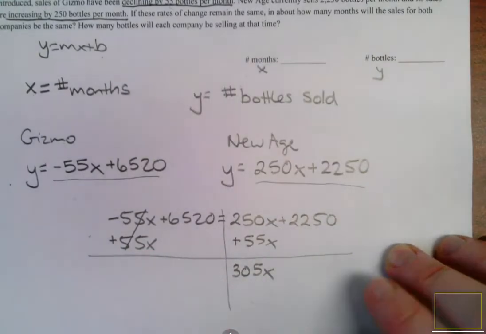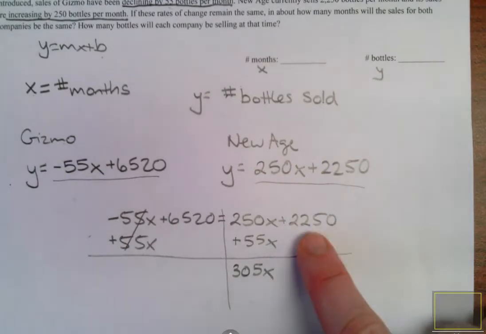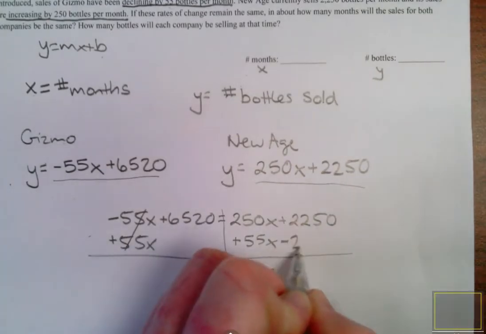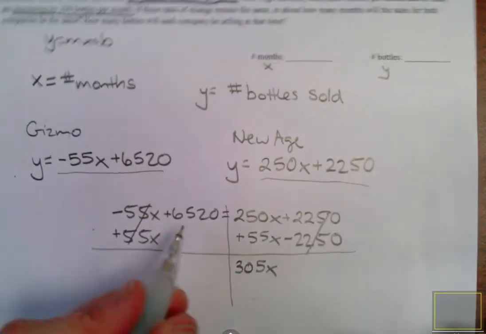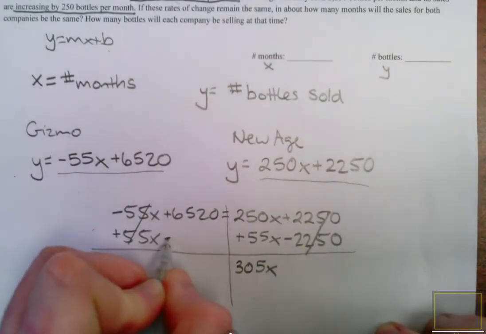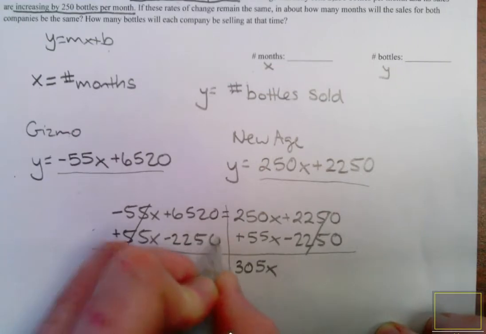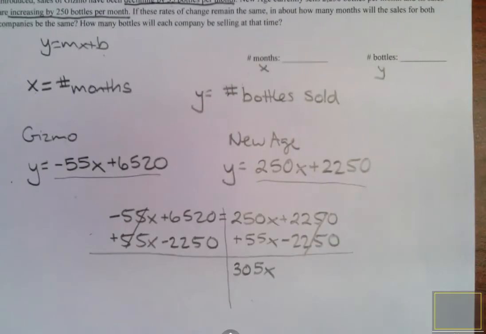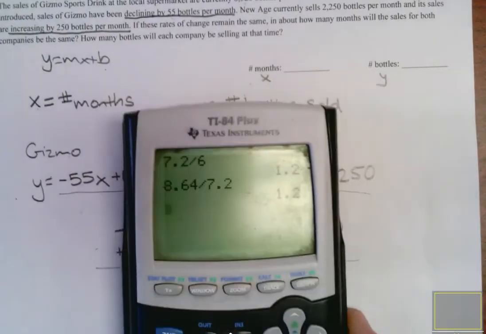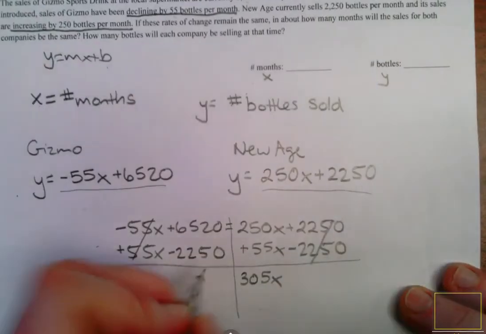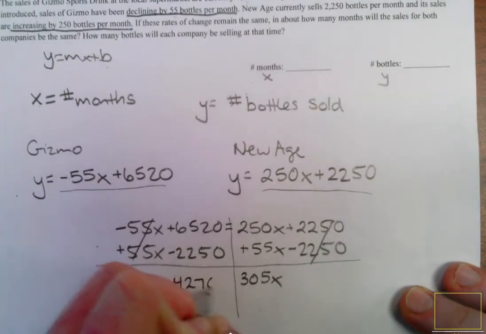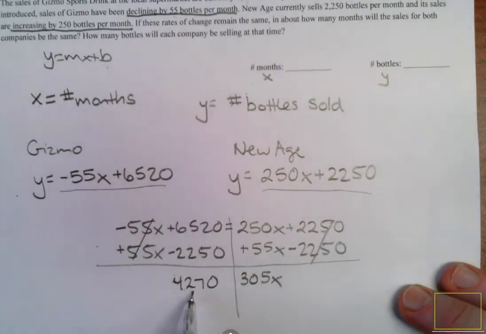305x. I want x by itself here, so I need to get rid of 2,250 from this side. So if I subtract 2,250 here, I have to do the same thing here. Okay. So you can go ahead and use a calculator there. We have 6,520 minus 2,250. That's 4,270. So 305 times what is 4,270?